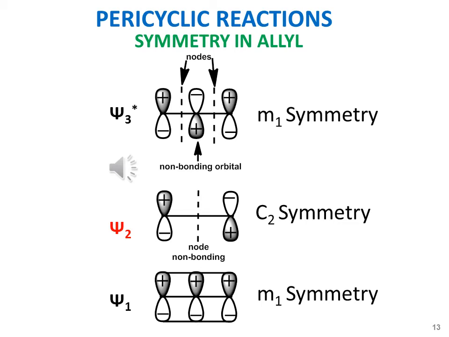If we talk about the nodes, the psi 1 doesn't have any nodes. Psi 2 has one node between the atomic orbital number 1 and atomic orbital number 2, and the psi 3 star has two nodes. So the psi 3 star has the highest energy and the psi 1 has the lowest energy.